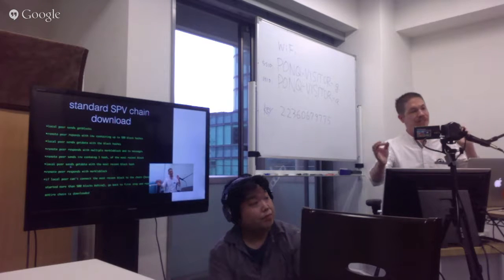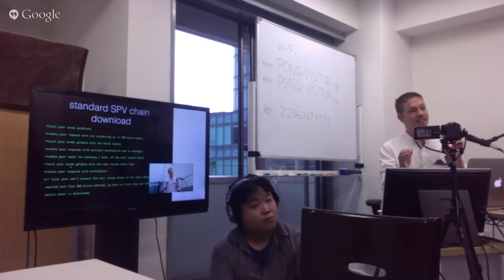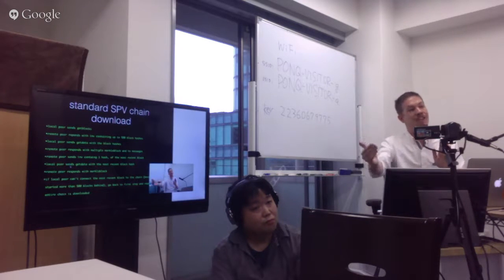And so you include a list of the hashes that you have, and then the remote node will look at that and say, okay, these are the hashes that he has, what's the next one? Starting from the last one that he already has, and I'll give him the next 500.